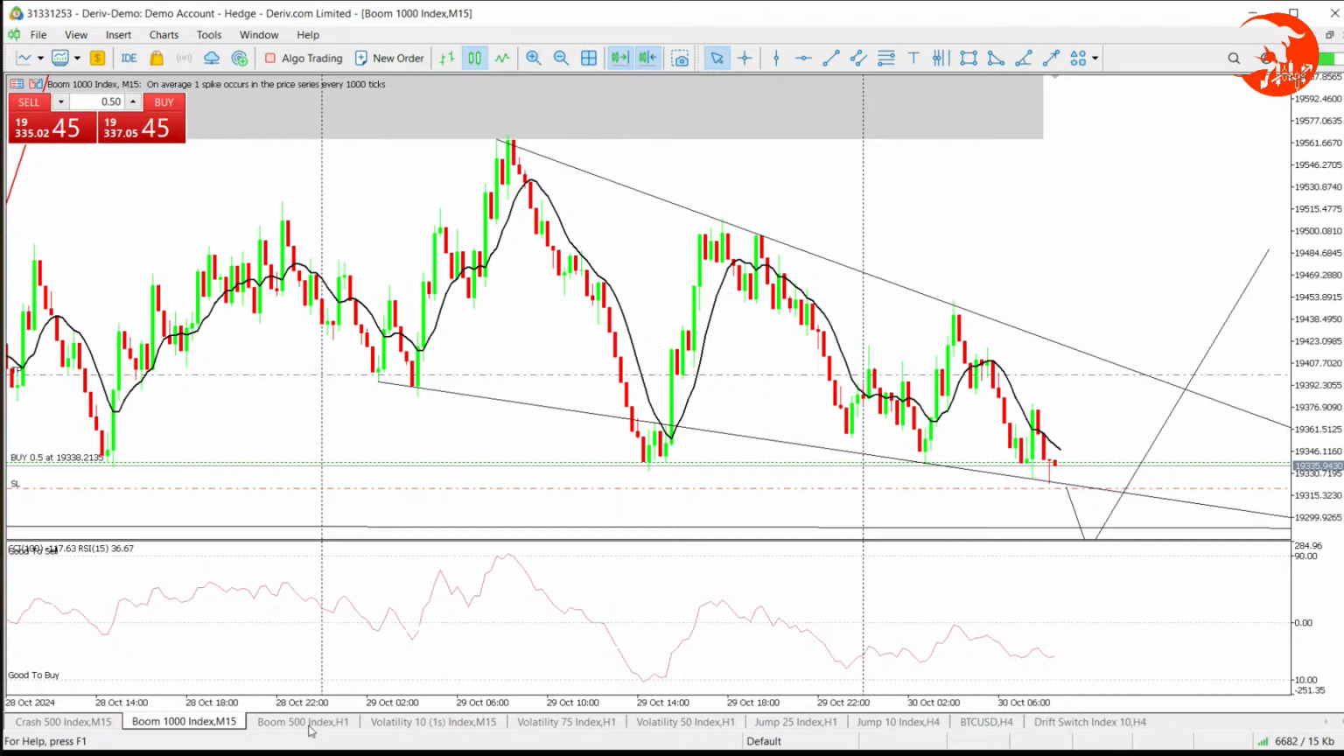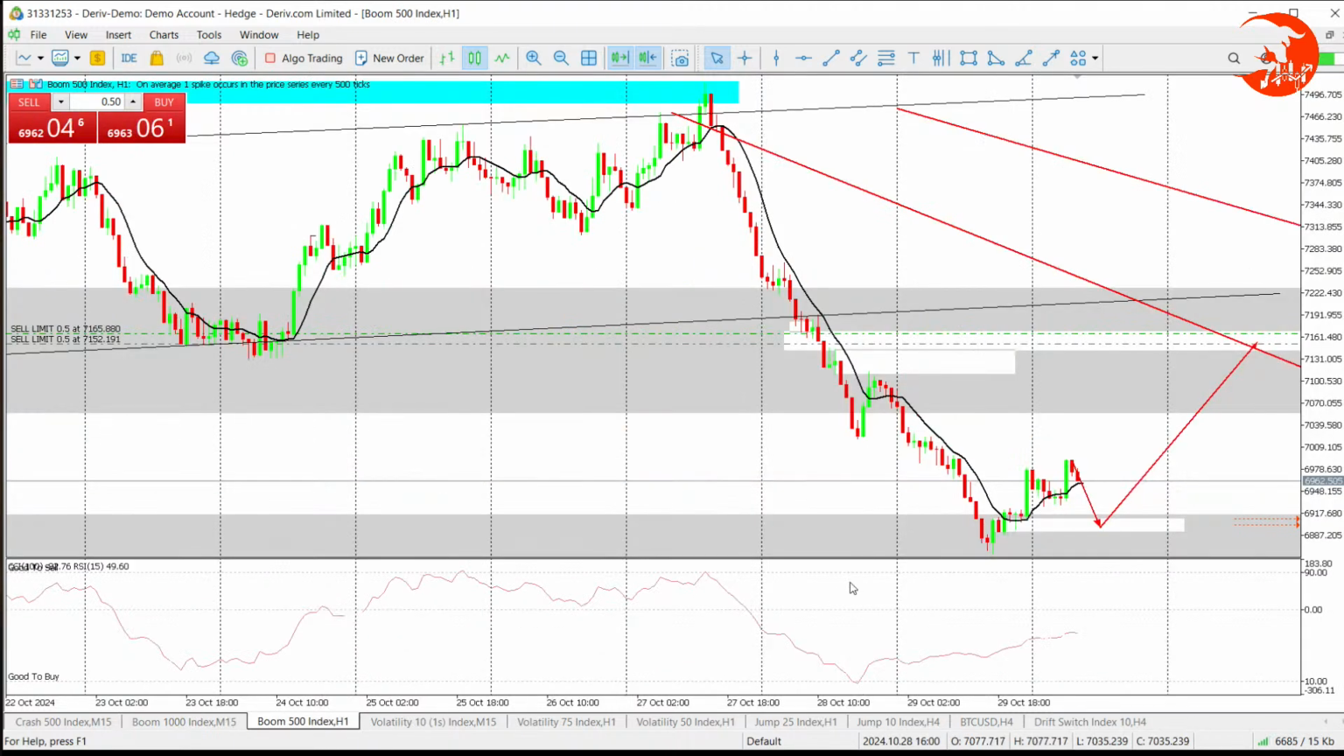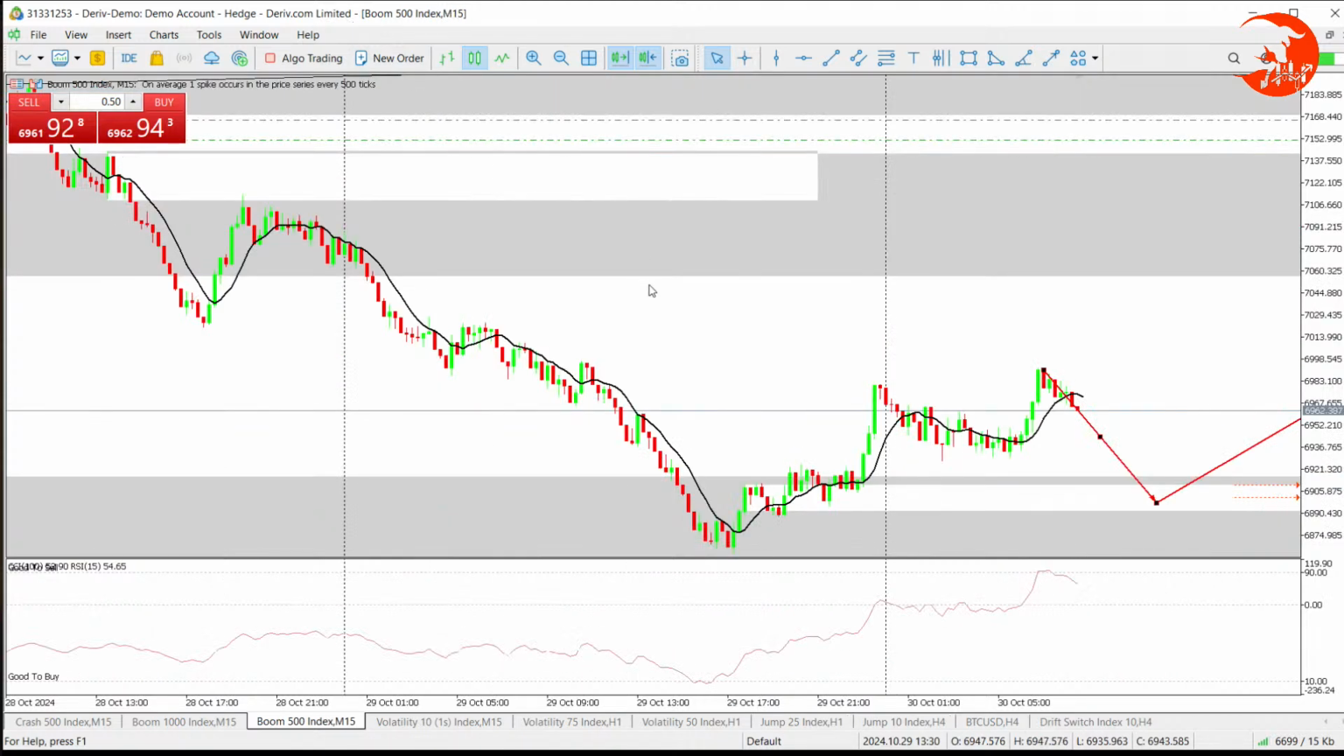For now, I want to head over to Boom 500. Now Boom 500, as we anticipated, we are looking for this move to bring us back here, and now price is below our 10 MA. Anyone can make an entry for the sell, but you want to take your profit around that area. Once you reach that area, you want to start to look for buys.